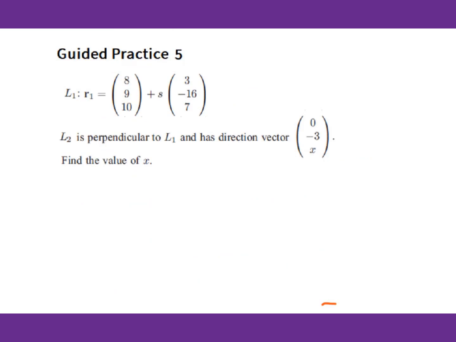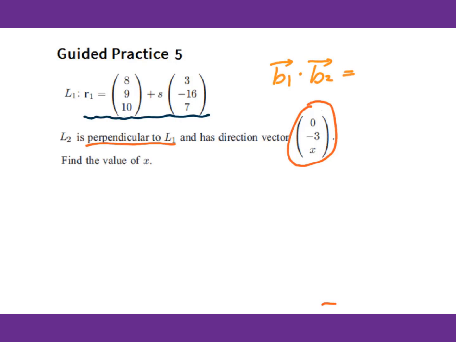Line L1 vector equation is this. L2 is perpendicular to L1 and has a direction vector this. Find the value of x. We still need the direction vectors so that B1 times B2 equals 0.